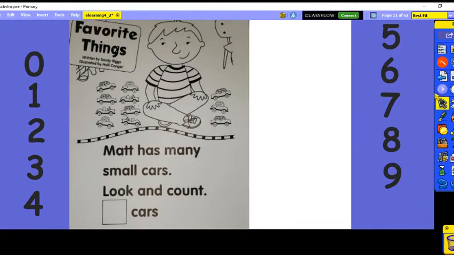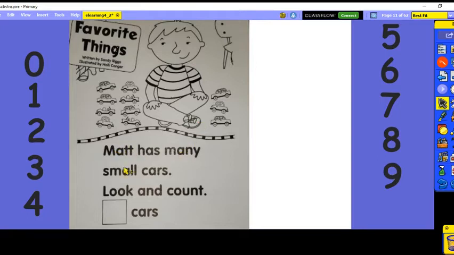Okay, this is a counting story for us. And it's called Favorite Things. And we're going to use some of our counting strategies that we've talked about, like counting in an order, counting in a circle, starting with 1, and making sure that we don't count it again. We're going to use some of those counting strategies.